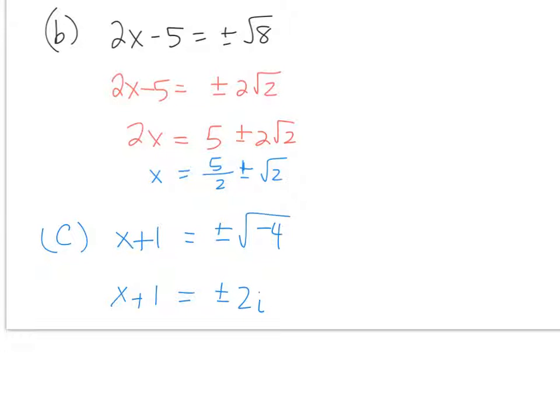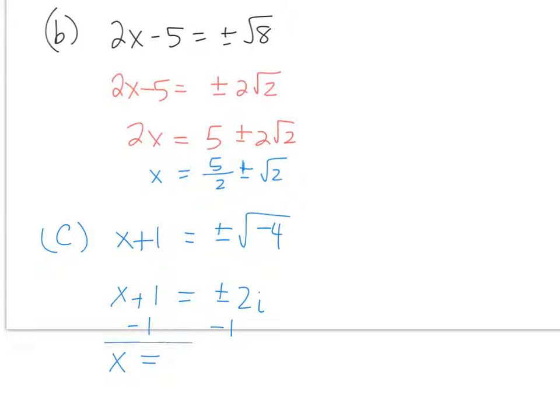Square root of 4 is 2. Bring out the i, you have plus or minus 2i. How do I get rid of this one now? Right here. How do I get rid of this one? Where do I put it? Subtract 1. Subtract 1 from both sides.